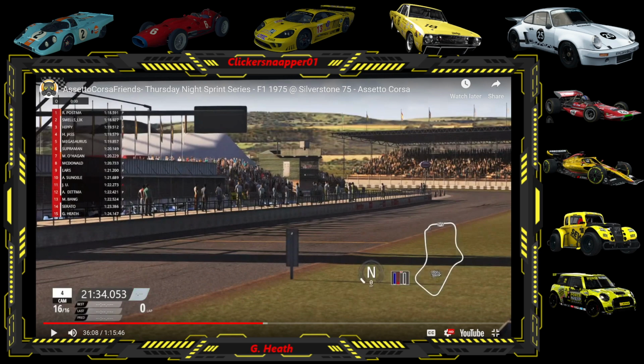This is the Thursday night sprint, as you can see in the headline there. Set a course of friends, Thursday night sprint, Formula One 1975 at Silverstone. Here is the qualifying lineup. And unfortunately, I qualified in last. I had a problem with my setup. I overrode it by mistake.